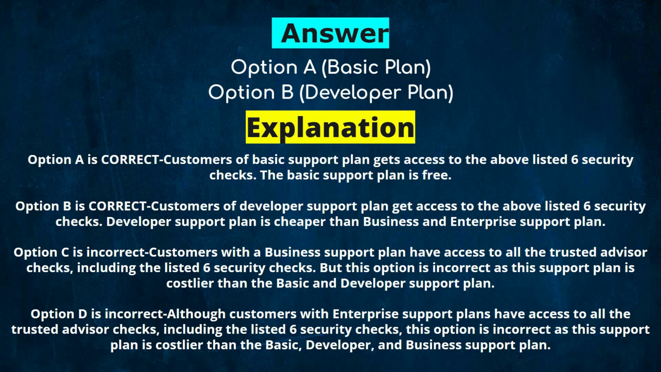Option C is incorrect. Customers with a business support plan have access to all the trusted advisor checks, including the listed 6 security checks. But this option is incorrect, as this support plan is costlier than the basic and developer support plan. Option D is incorrect. Although customers with enterprise support plan have access to all the trusted advisor checks, including the listed 6 security checks, this option is incorrect, as this support plan is costlier than the basic, developer and business support plan.